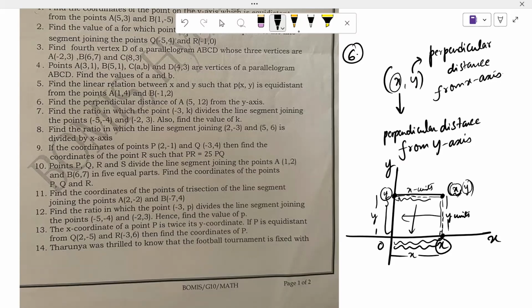Okay. Next, sixth one. Same, no? Sixth one also, 5, 12. From the y-axis is same. So from the y-axis means 5, answer. Let's say this is 5, 12. Then this would be 5 and this would be 12. So the perpendicular distance from the y-axis is 5 units. Okay, that's it.